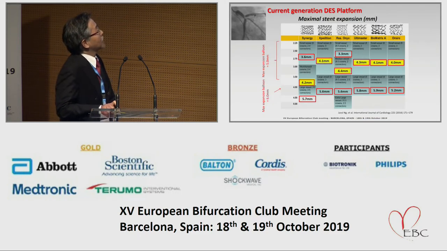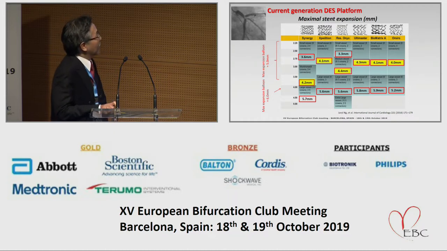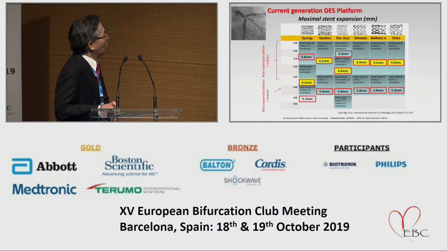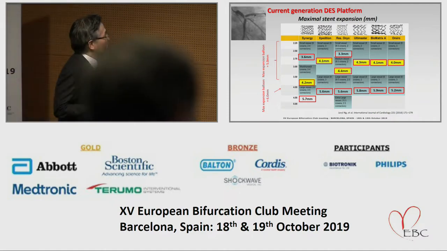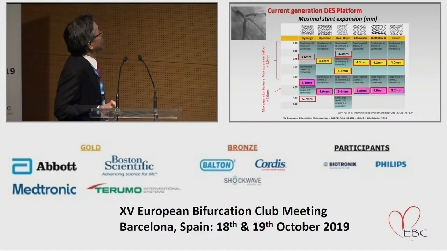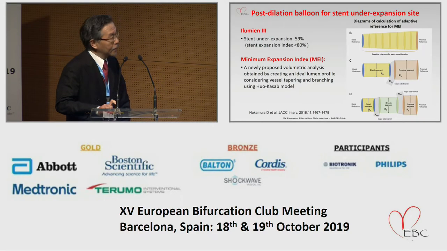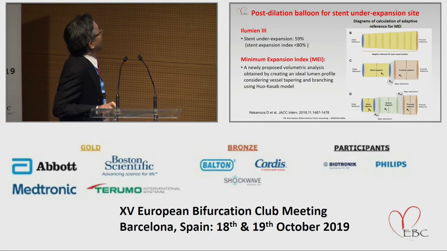We should know the maximum stent expansion capacity in the current generation DES platform. This is a case of LM size of 5 mm, LAD seemed to be 3 mm. If we choose the 3.0 mm stent for this LM bifurcation crossover stenting, it is small because it is not allowed for the 5 mm left main inflation. So in such a case, we should choose a 3.5 mm stent for this region. And in this study, stent under-expansion was presented in 59%, more frequent under-expansion.